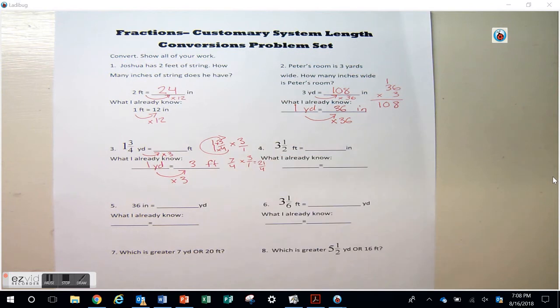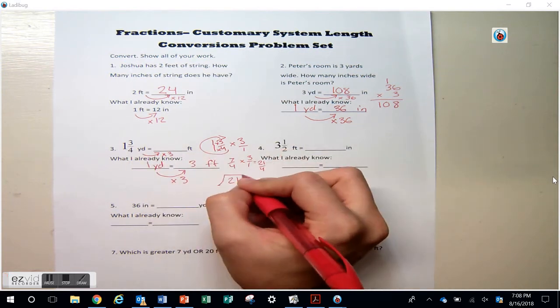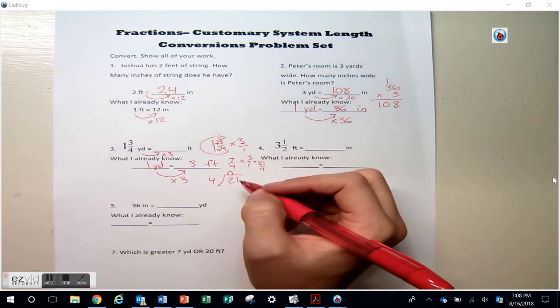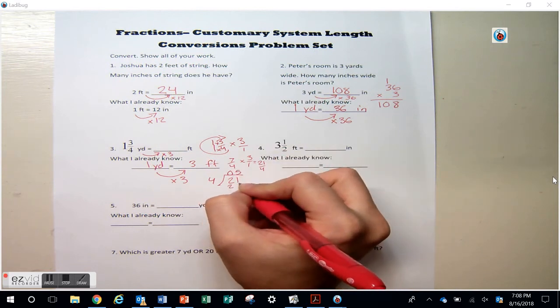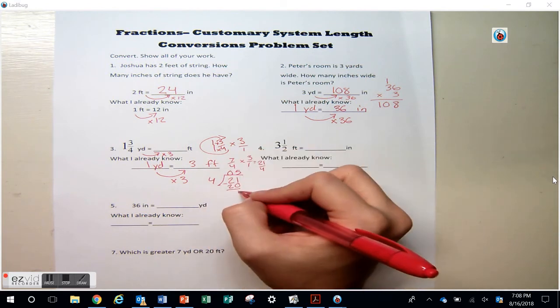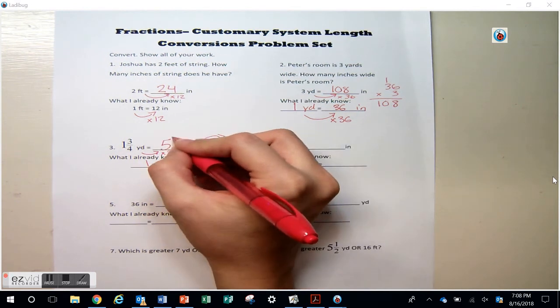I like to go back to a mixed number since that was a mixed number, so I'm going to divide 21 by 4. Can't make any groups of 4 from 2, so I look at 21. I can make 5 groups of 4 from 21 with 1 remainder, so that 1 is still being divided by 4. We get 5 1/4.